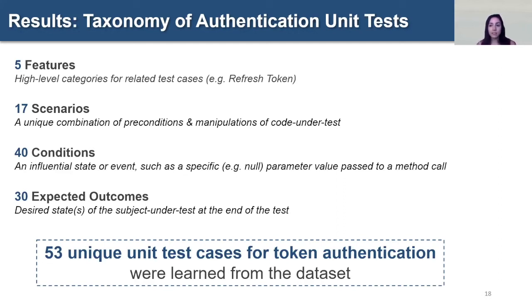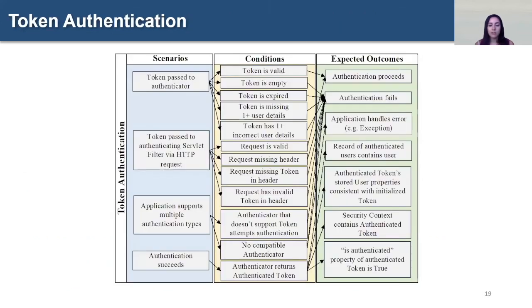And we visualize this using flow diagrams. So this is the flow diagram for the token authentication feature. And I'm going to go through one of these scenarios in detail to see the test cases for the token pass to authenticator scenario. There are 5 conditions. When you're passing the token to the authenticator, it could be valid, empty, expired, missing one or more details, or one or more details could be incorrect. And so the expected outcome will be based on the condition. If the token is valid, it will proceed, but for all of the other cases, it should fail.